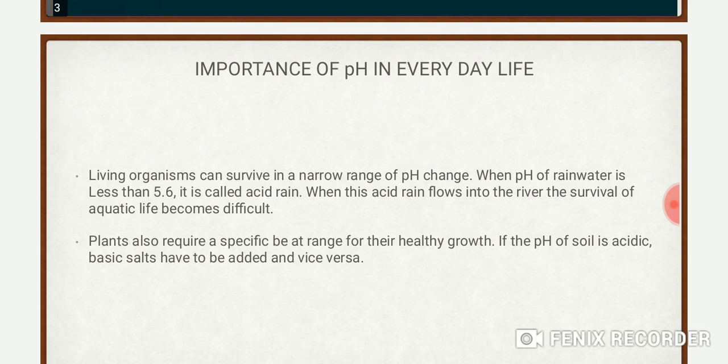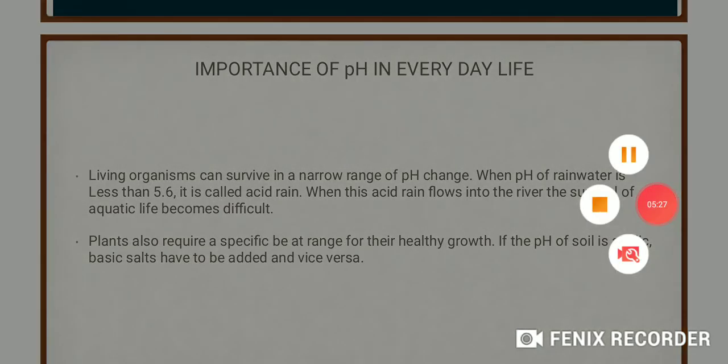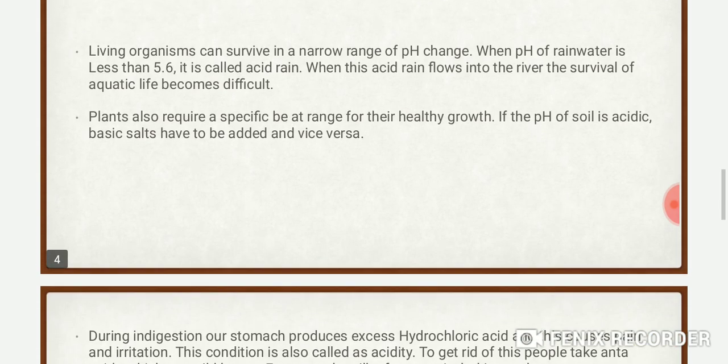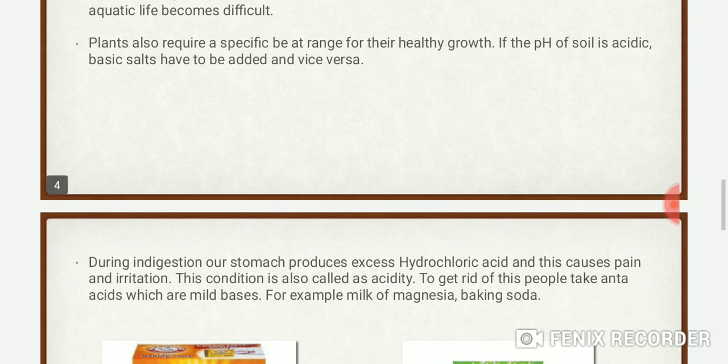Now we will discuss the importance of pH in everyday life. Living organisms can survive in a narrow range of pH change. When the pH of rainwater is less than 5.6, it is called acid rain. When this acid rain flows into the river, the survival of aquatic life becomes difficult. Plants also require a specific pH range for their healthy growth. If the pH of soil is acidic, basic salts have to be added and vice versa.